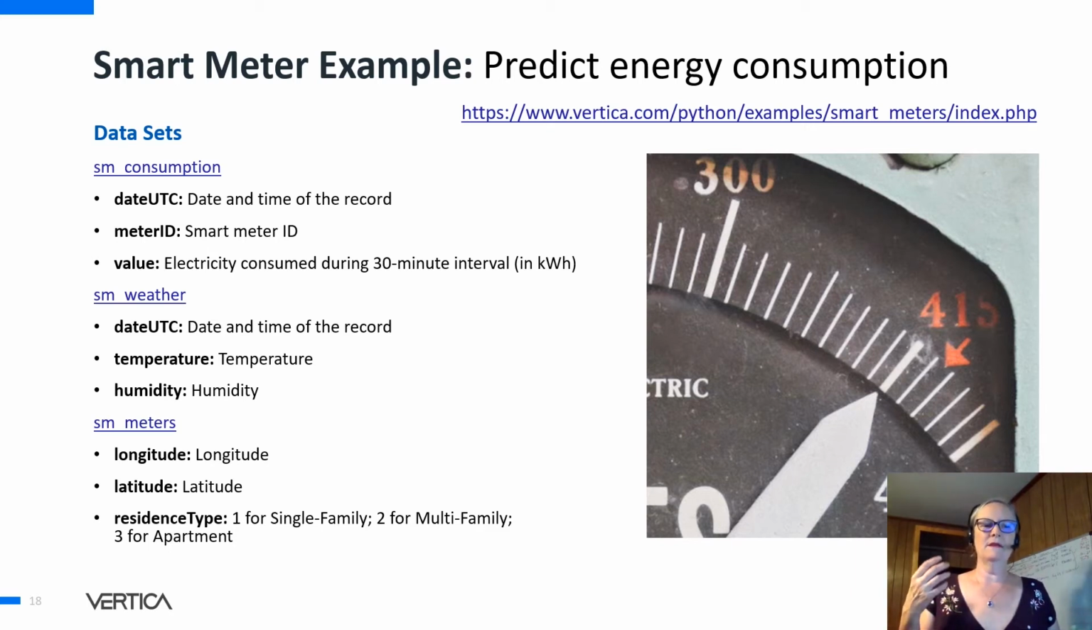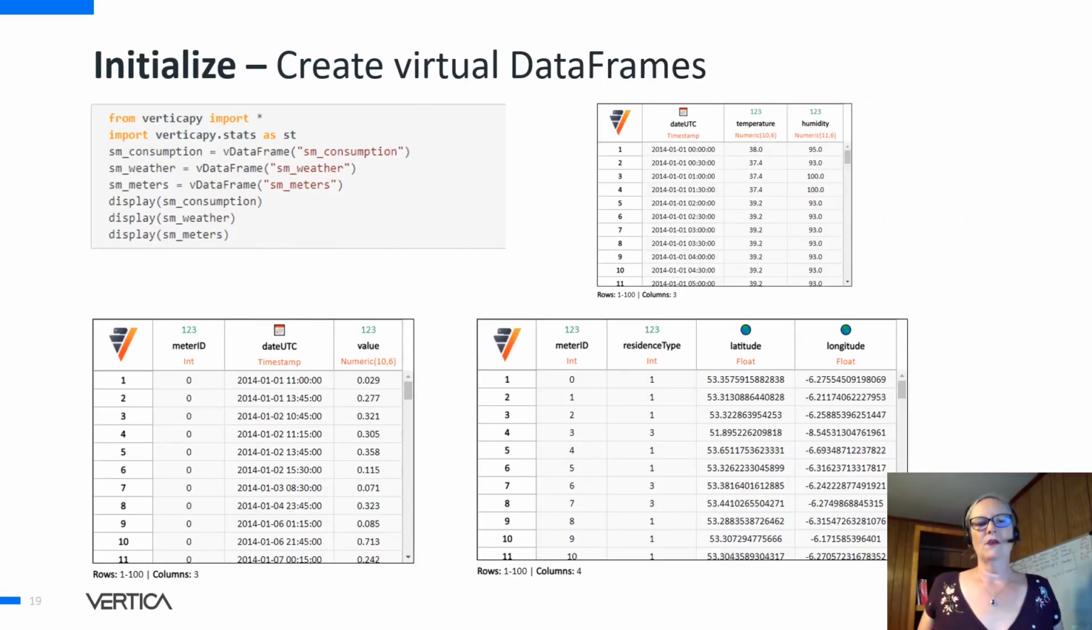And then the weather. Was it hot? Was it cold? What was the humidity? And then I'm going to get some information about the meter itself. Where is it located? What kind of meter is it? Is it a meter for a house, a meter for an apartment, etc.? So those are my 3 data sets. And in the gray box, that is always going to be the code that I would write in a notebook. Everything else is going to be results.